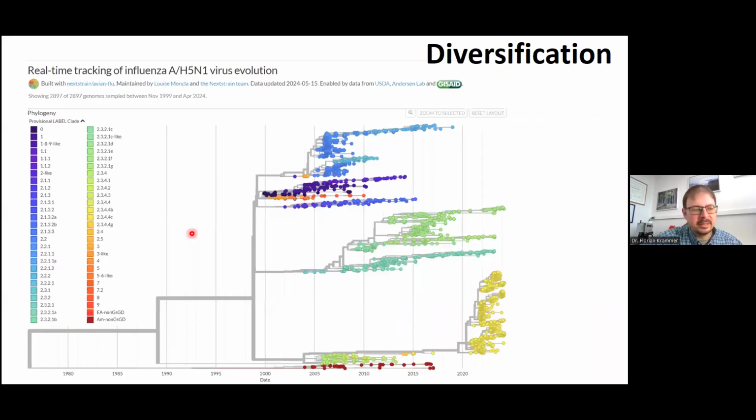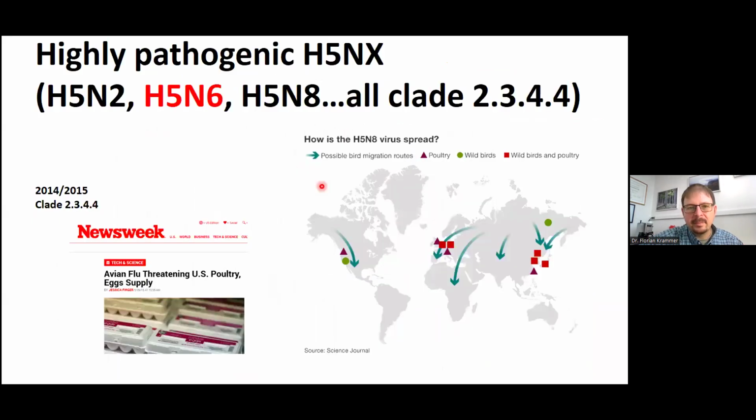And while this was happening, the virus was also diversifying. And this is just an overview of the different lineages of these highly pathogenic H5 viruses that we have right now. And it changed a lot over time. And I'll get back to that in a minute. What also happened was the virus started to reassort, right? Initially, it was an H5N1 virus, and then over time, it reassorted with other avian influenza viruses that had other neuraminidase subtypes. And so we saw H5N2 emerging, H5N6, H5N8.